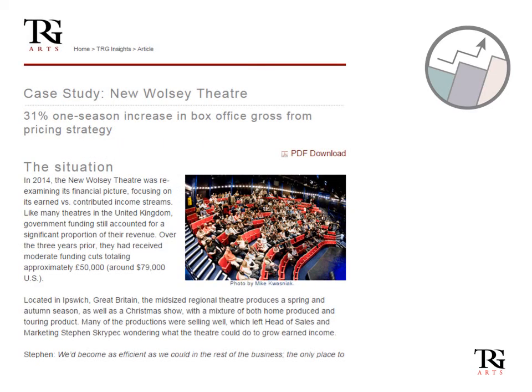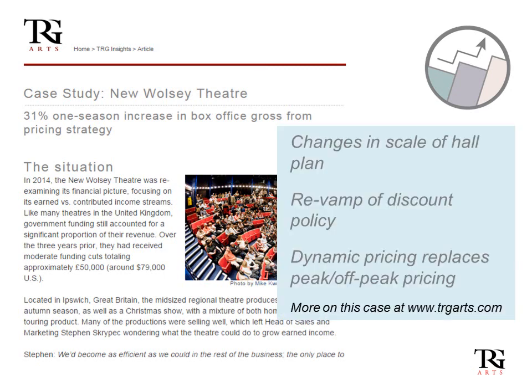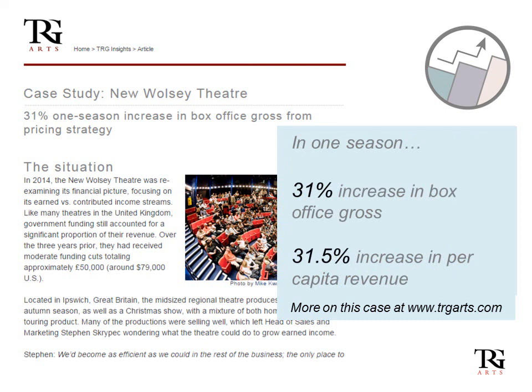Another case study you may be interested in reading that was published this year is about New Wolsey Theatre in the United Kingdom. This case study talks about how they made changes to the scale of house plan and really revised their discounting policy. They also replaced peak and off-peak pricing with dynamic pricing. And these changes yielded them in one season a 31% increase in ticket income, as well as a 31.5% increase in their per capita revenue. So visit our website at trgarts.com if you're interested in reading more about this case study.